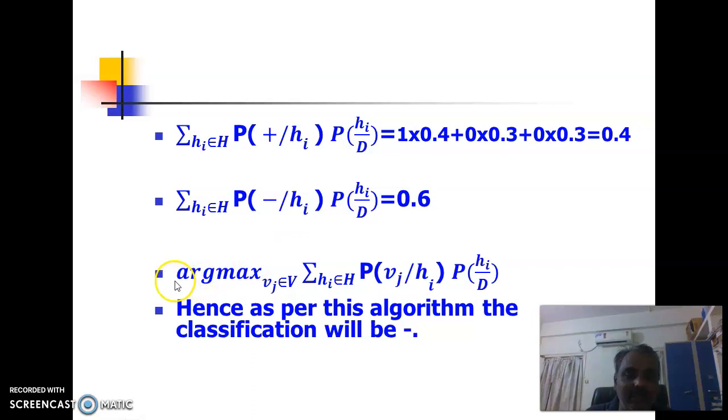Now we go to the basic expression, argmax over Vj, an element of capital V, summed over the H space, of P of Vj given Hi into P of Hi given D. The maximum is coming for the negative classification. Hence, as per this algorithm, the classification will be negative.